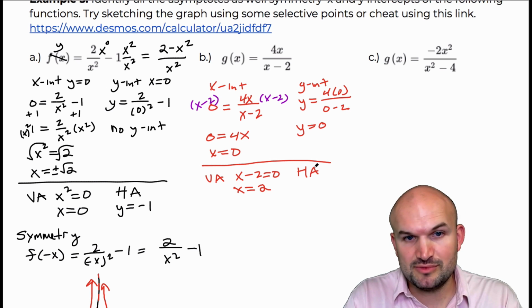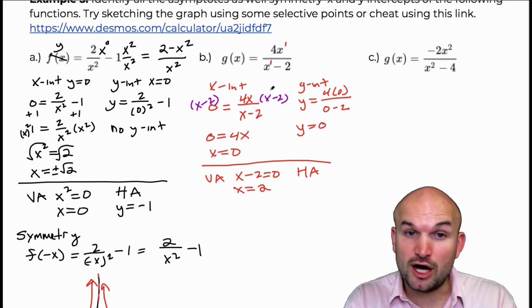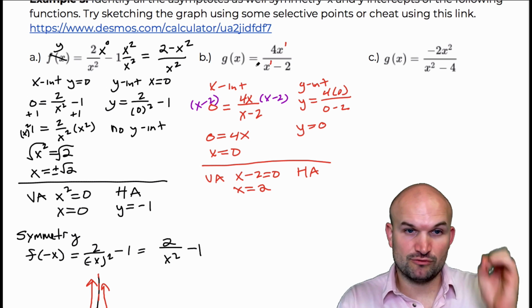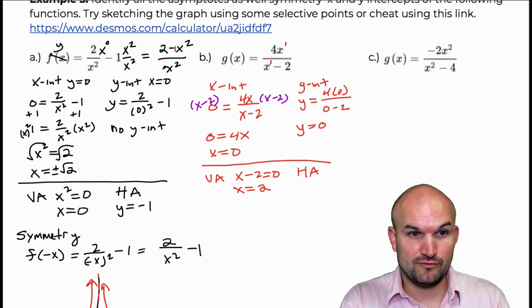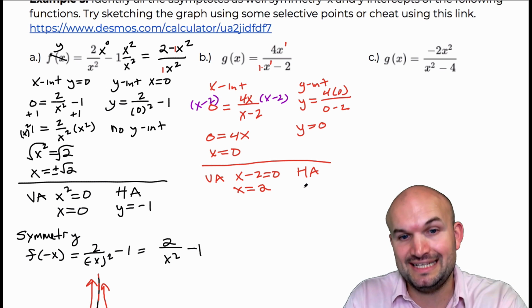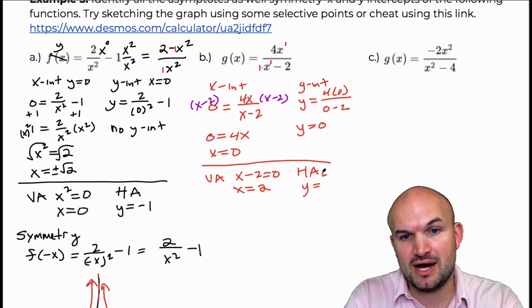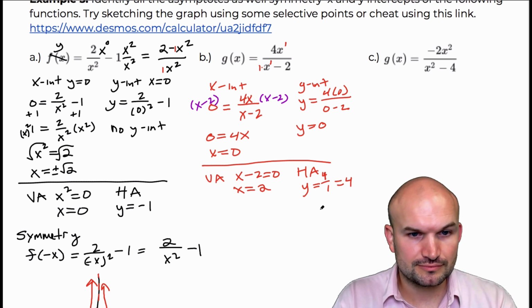For my horizontal asymptote, I need to compare the degrees. Notice that these both have a degree of 1. So it's going to be the ratio of the coefficients, kind of like what we did here. This one was a -1 over 1. This one's going to be a 4 over 1. And again, remember, it's y equals that ratio. So y equals 4 over 1, which is just equal to 4. We don't need to write the 1 in there.